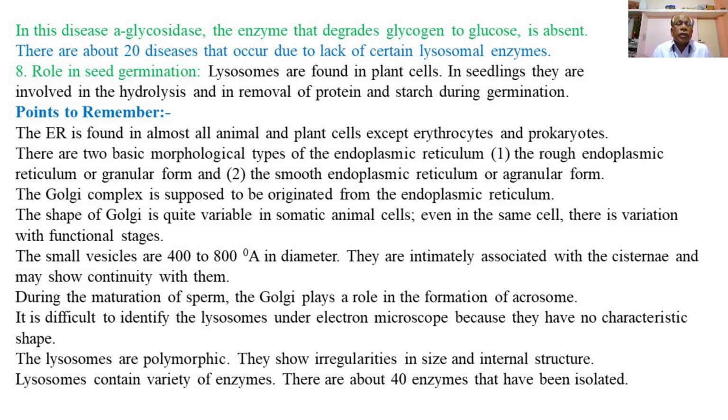It is difficult to identify the lysosome under the electron microscope because they have no characteristic shape. Means lysosomes do not have a definite shape or size, which is variable, and thus it is difficult to identify the lysosomes under the electron microscope. The lysosomes are polymorphic, means they have a dynamic structure that can change from time to time on the basis of the functional stage of the lysosome, and they show irregularities in size and internal structure.